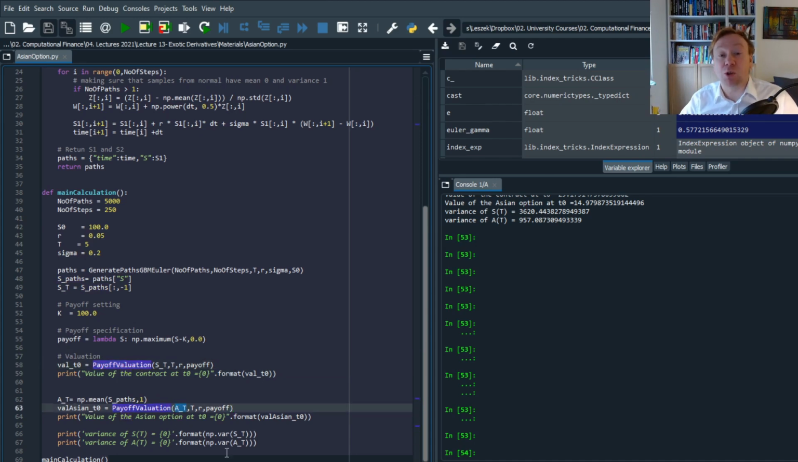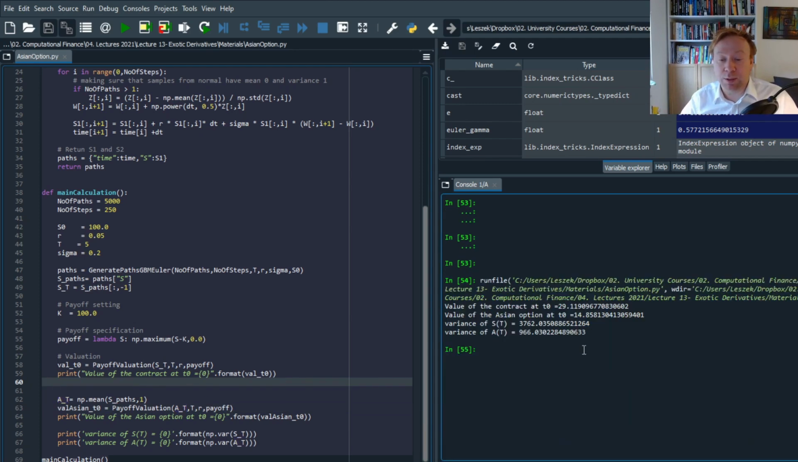However, our stock right now is just the average of all the paths. So you see it is a kind of generic case, we just change the stock dynamics. Instead of having S_T, we have A_T, which is the average at the maturity. So if we run this function, we see now the following results.